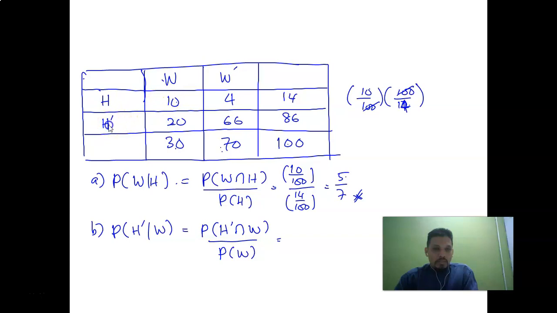H complement and W, which is 20 over 100, divided by the probability of overweight, 30/100. So again, bring it up here and switch the position upside down, something like this: 20/100 times 100 divided by 30. So 100 divided by 100, then we come out with 2/3.